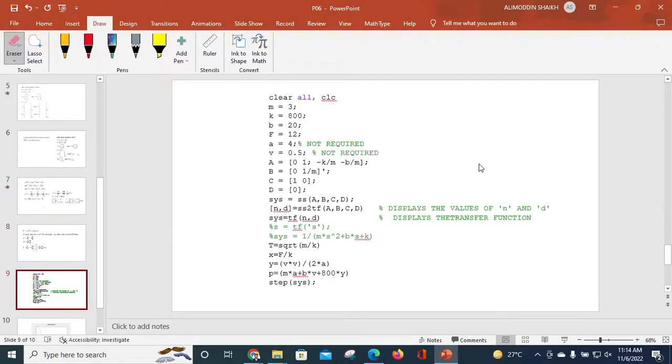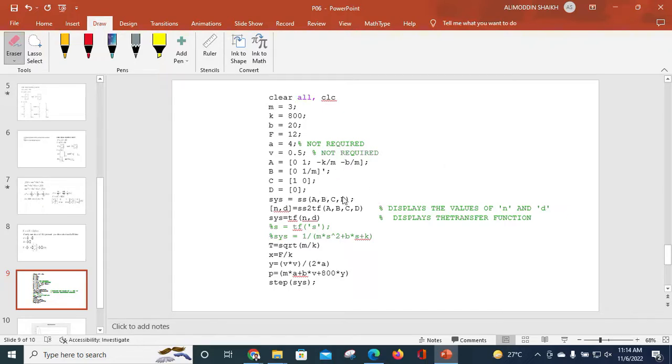Now coding. This is the coding of MATLAB. First two statements are clear all, clear screen. Then mass m is equal to 3 kg is given. Don't write down the units. k is equal to 800, b is equal to 20 semicolon. Force is given as 12. Acceleration value is 0, if you want 4, and velocity value 0.5. If you want you can keep this or you can remove it, no problem.